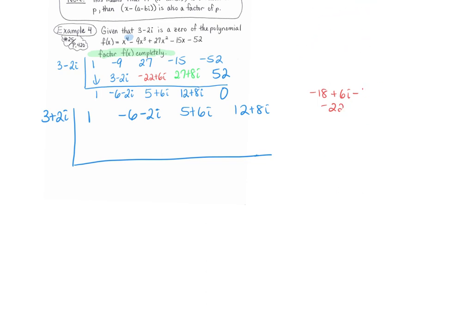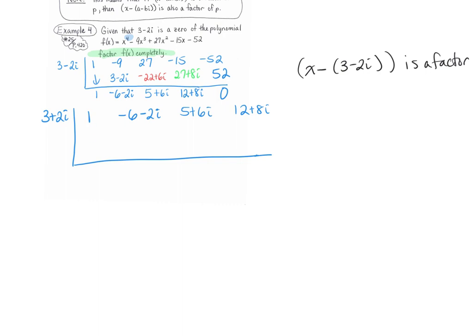So what we get from this first one is that x minus 3 minus 2i is a factor, because 3 minus 2i is a 0. That's what this gives us. So far, we have one factor. We expect to find how many more? 3. Very good.